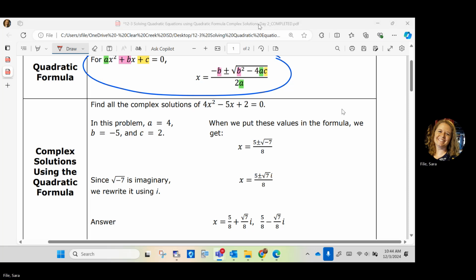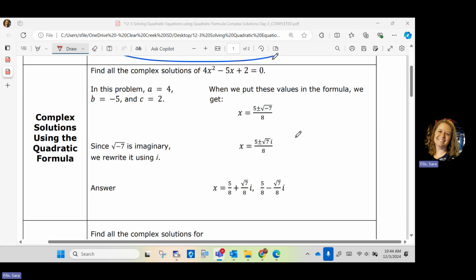Okay, so let's take a look then. Here is just another example worked out. They identified their a, b, c, and plugged them in. Now, the only difference here from what we did yesterday is that we got a negative under the square root here.